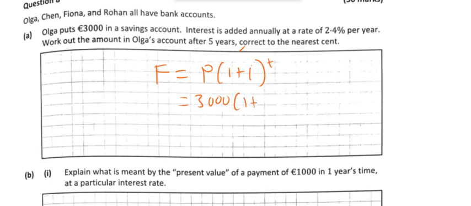1 plus 0.024, to the power of 5, because it's 5 years, and then let's just calculate that, and you should get 3,377.70. So that's part A.